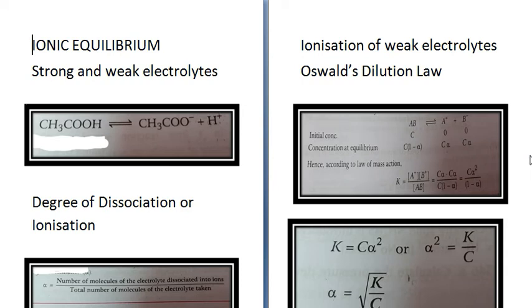Children, today we are going to study ionic equilibrium. First we should know what strong and weak electrolytes are. An electrolyte is a compound whose aqueous solution or melt conducts electricity. A compound whose aqueous solution or melt does not conduct electricity is called a non-electrolyte.